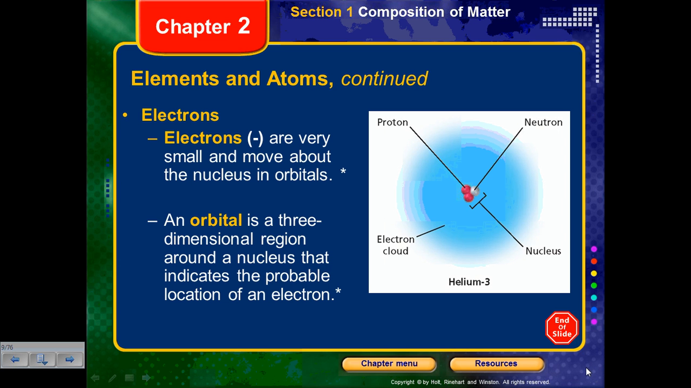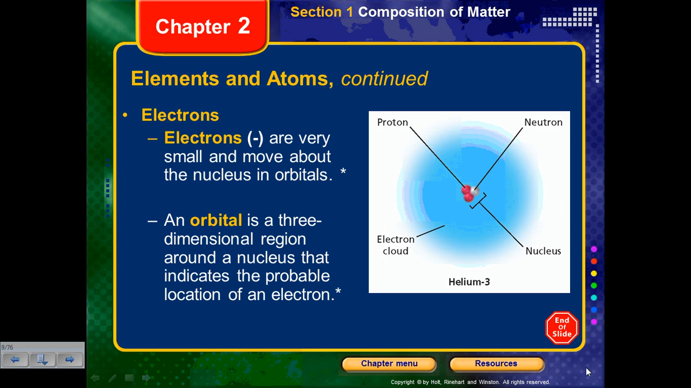Anybody know why it says the probable? Because they move so fast, you can't tell. That is it. Exactly. There's not one point you can say, okay, the electron's right there, because it's now gone. You know what I mean? They're moving all the time. Okay?